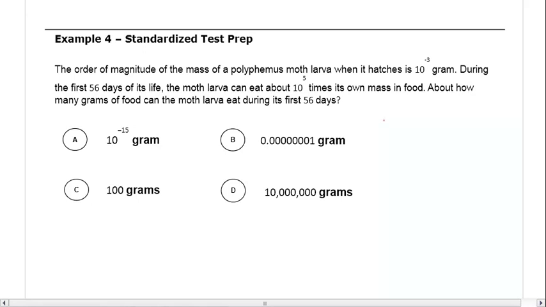So we're going to take its mass, which is 10 to the negative 3rd. It says you can eat 10 to the 5th times that. So we're going to multiply that by 10 to the 5th. We have a base of 10, so we're going to add our exponents to get 10 squared, which means our answer is C. Nice and quick.